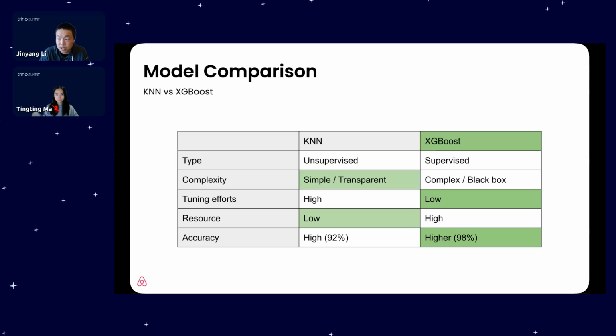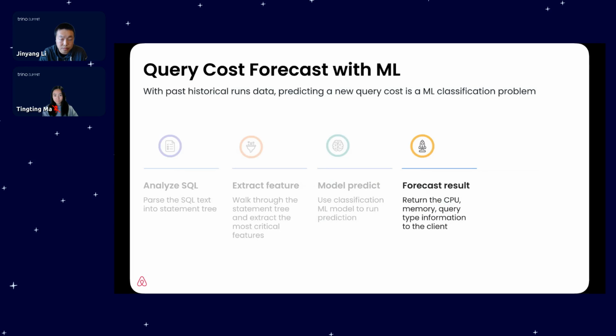During the experimentation, we found that XGBoost has more accuracy than KNN on the query cost prediction problem space. And in the end, XGBoost is selected for our workload forecasting module, mainly because it has a higher accuracy rate. Now, the model gives us the forecast result with CPU time and peak memory size. The cost information will be used to route the traffic properly.